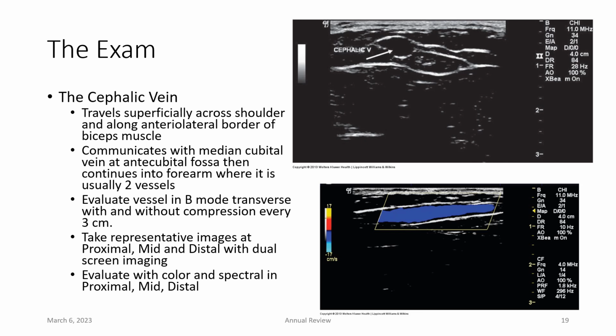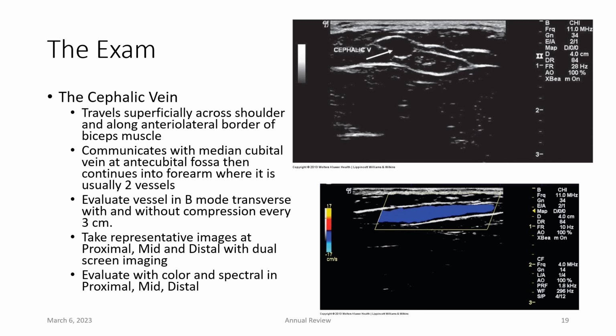In this vein, you'll want to document in proximal, mid, and distal because it is a long vein, it is superficial, and so it's at higher risk for clot. Now, once you've evaluated in proximal, mid, and distal with your B mode imaging and transverse, then you can assess it in long. And this is where you're going to want to add your color on.